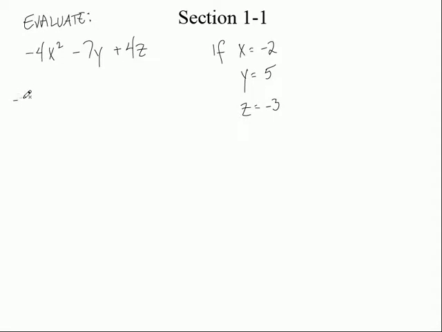So let's do this. It's negative 4. Now watch, when I see an x, I'm going to put a parentheses there. I think that's very important. Don't get sloppy. Put a parentheses there and put what the x is. It's negative 2. What are you doing to that x? You're squaring it. Minus 7. Put a parentheses where the y is going to go. The y is 5, so you stick in 5 for the y. Plus 4 times z. Put in negative 3 for z.